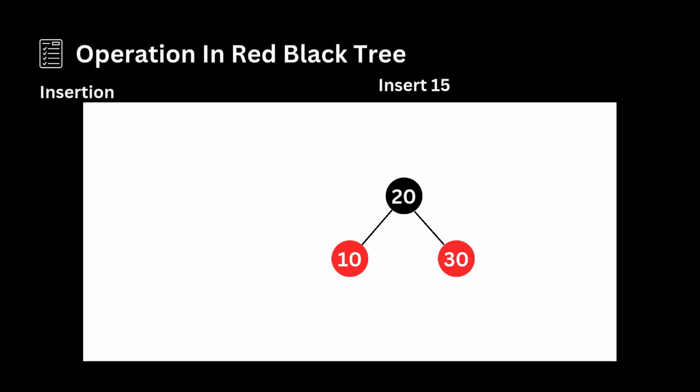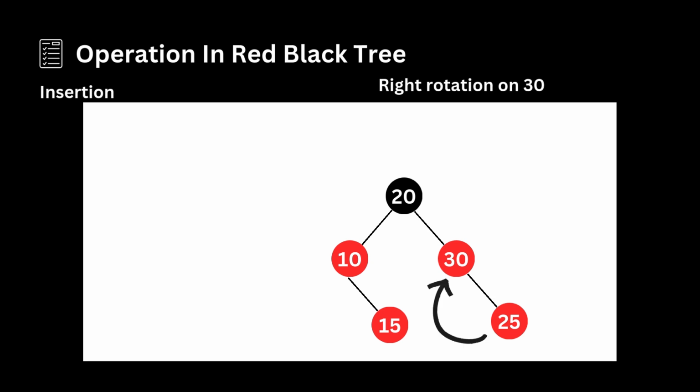Now insert 15. Insert 15 as a left child of 20, and it is colored red. Here no violation occurs, so no rotations are needed. Now insert 25 as the left child of 30, colored red. A red-red violation occurs between 30 and 25. To fix this problem, perform a right rotation on 30. Recolor nodes to maintain red-black tree properties.